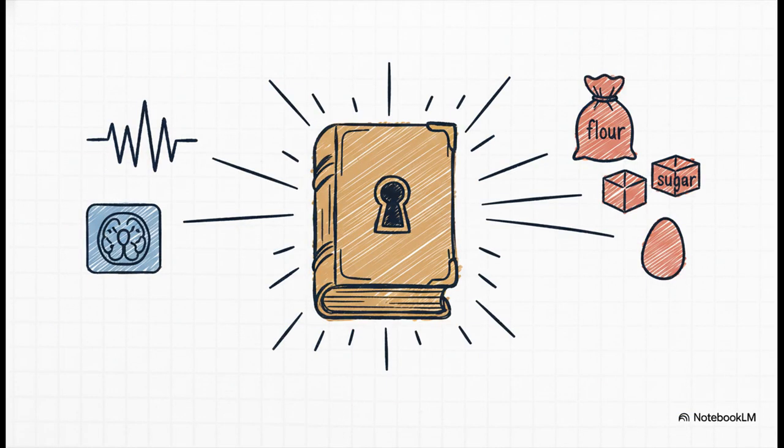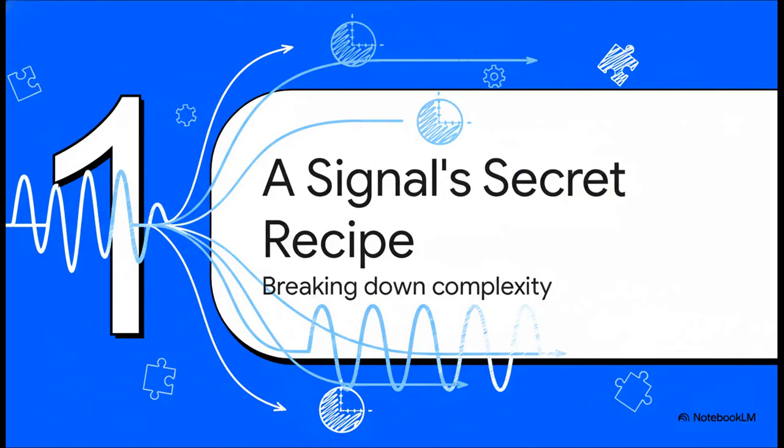Yep, a recipe. Just think about it. A cake is made from flour, sugar, and eggs, right? Well, in the same way, these really complex things, that rich sound, that detailed medical image, they're actually built from much, much simpler ingredients. The real trick, the magic, is just knowing how to read that recipe. And the tool that lets us read that recipe, well, that's our first big idea. Think of the Fourier transform as the master key. It's the thing that unlocks a signal's hidden complexity, breaking it down into its most basic, simple parts.